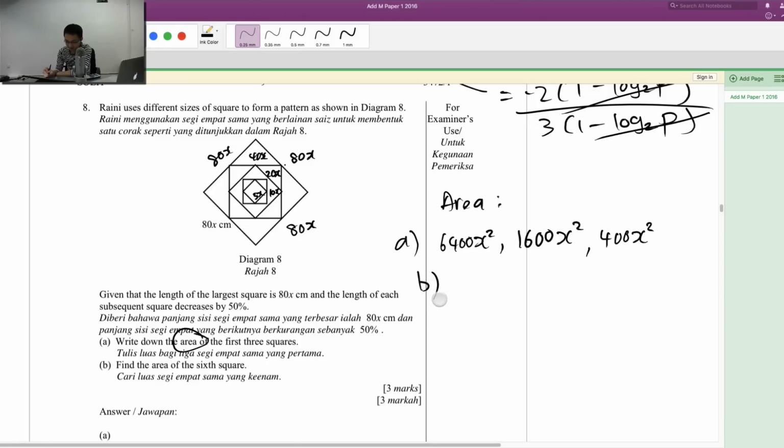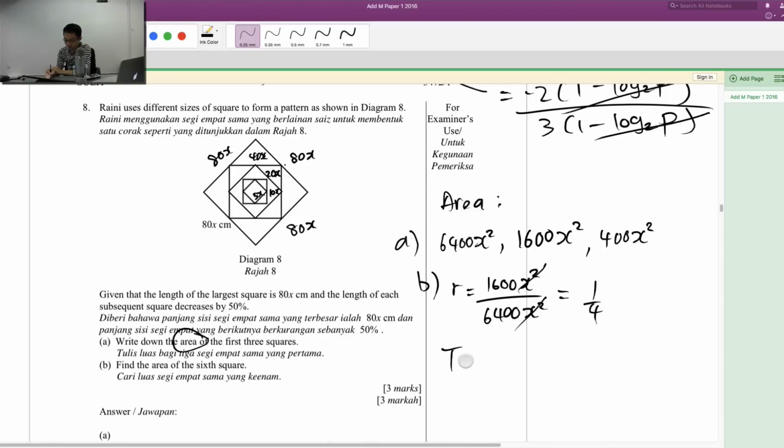B, find the area of the sixth square. So I think this is a progression topic. So first I find r. r is the second term divided by the first term. Obviously, you know this is GP. You don't tell me you feel this one is AP. This is not AP. So x squared simplified, divide by 16, I guess, is 1 over 4. Alright, so r is 1 over 4.